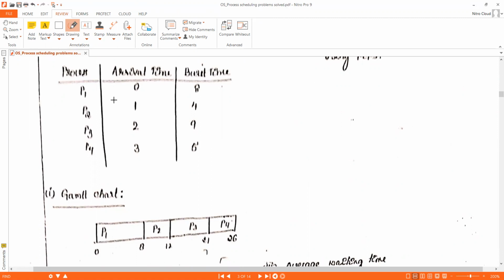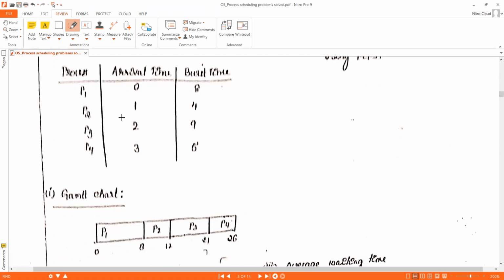Okay. Now CPU will be allotted to process 1. Its arrival time is 0 milliseconds. At 0 milliseconds, CPU will be allotted to process 1. Process 1's burst time is how much? 8 milliseconds. Process 1 will be executed by the CPU for 8 milliseconds. At 8 milliseconds, again the CPU will be free.